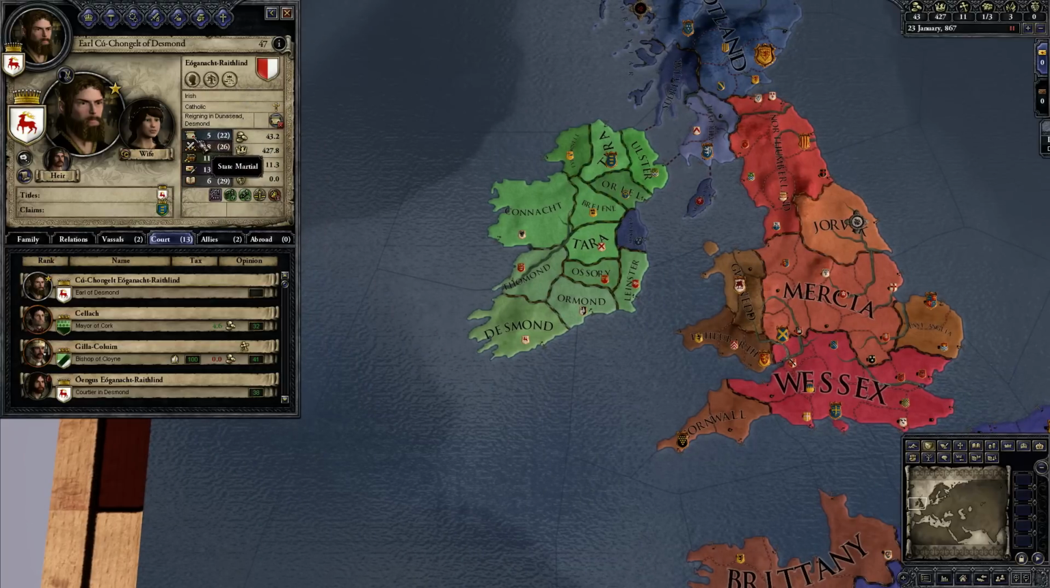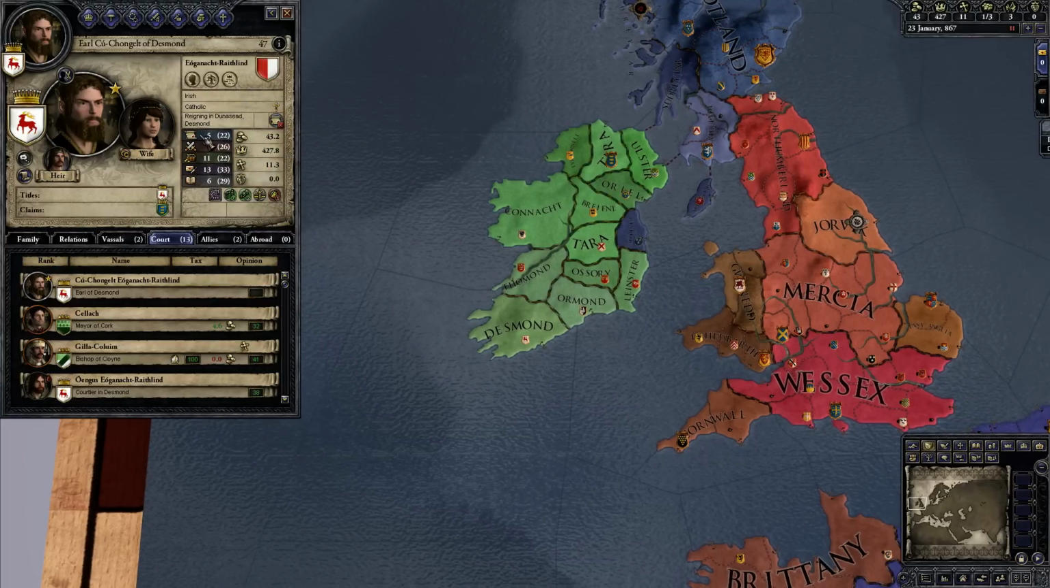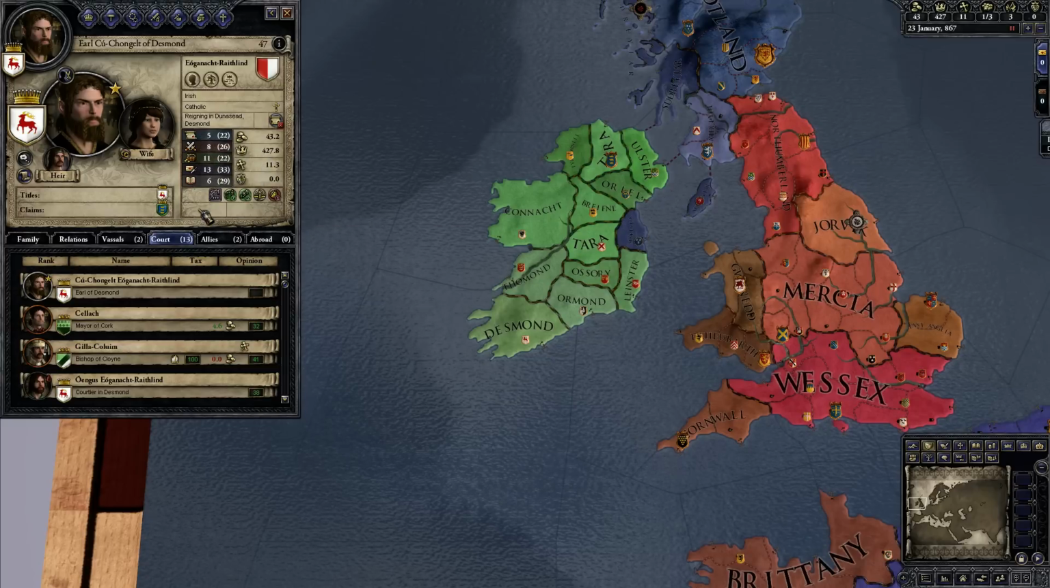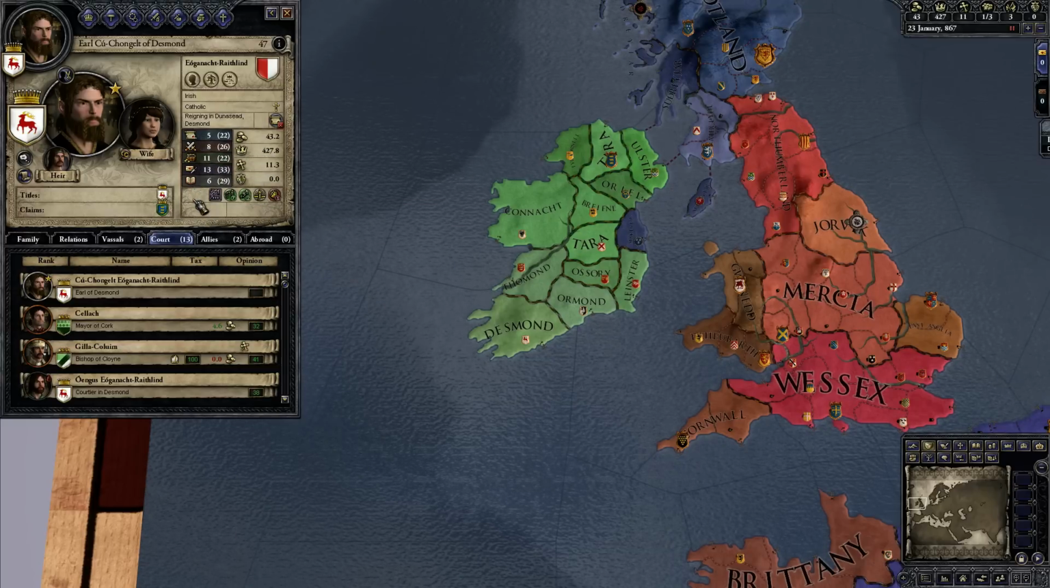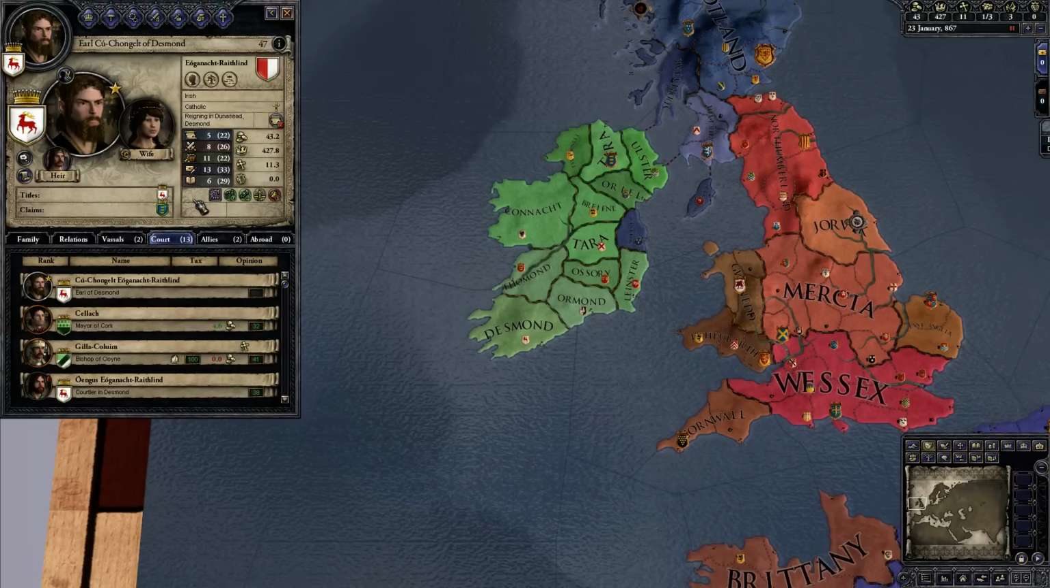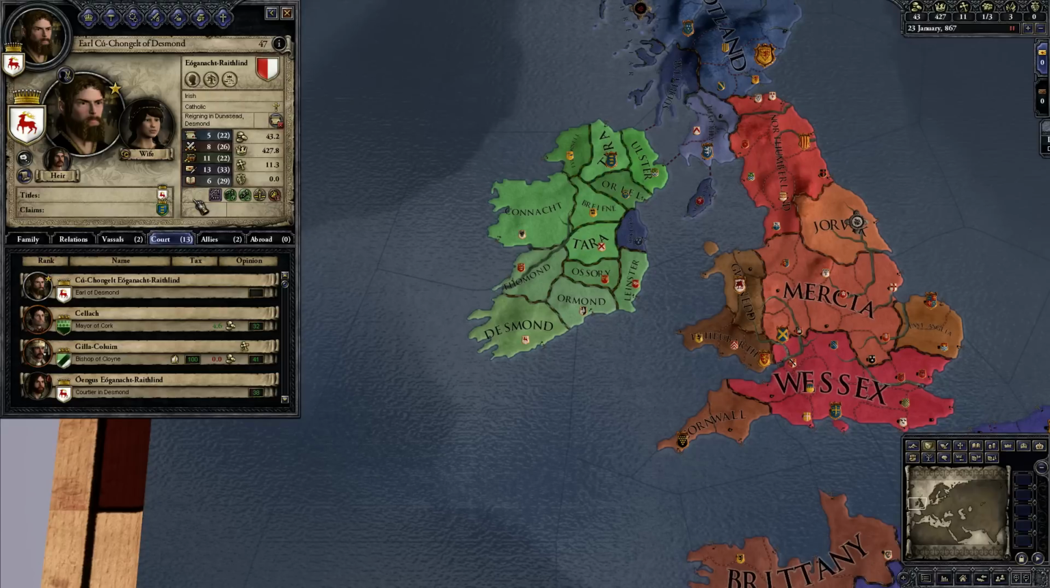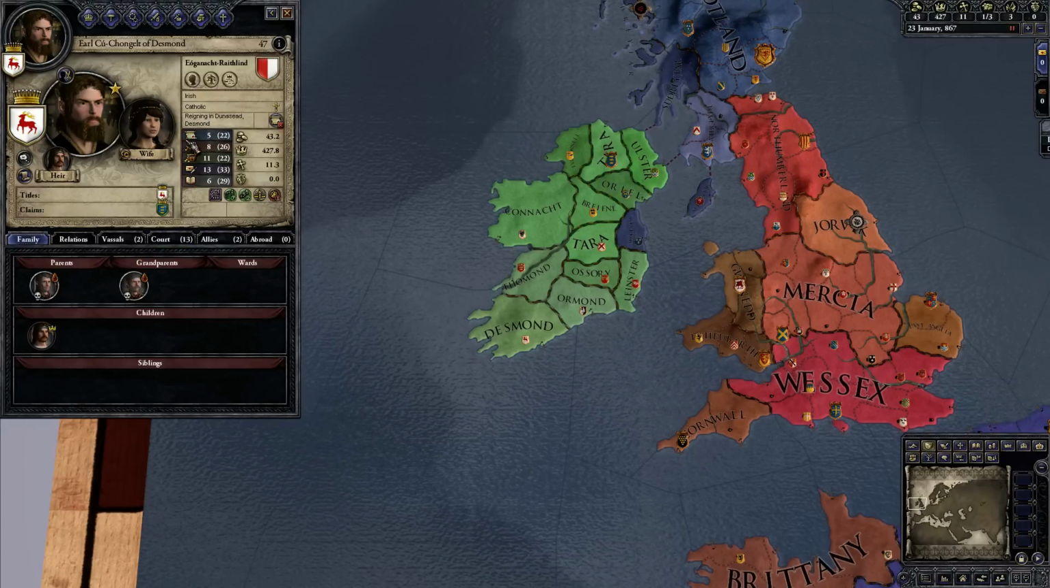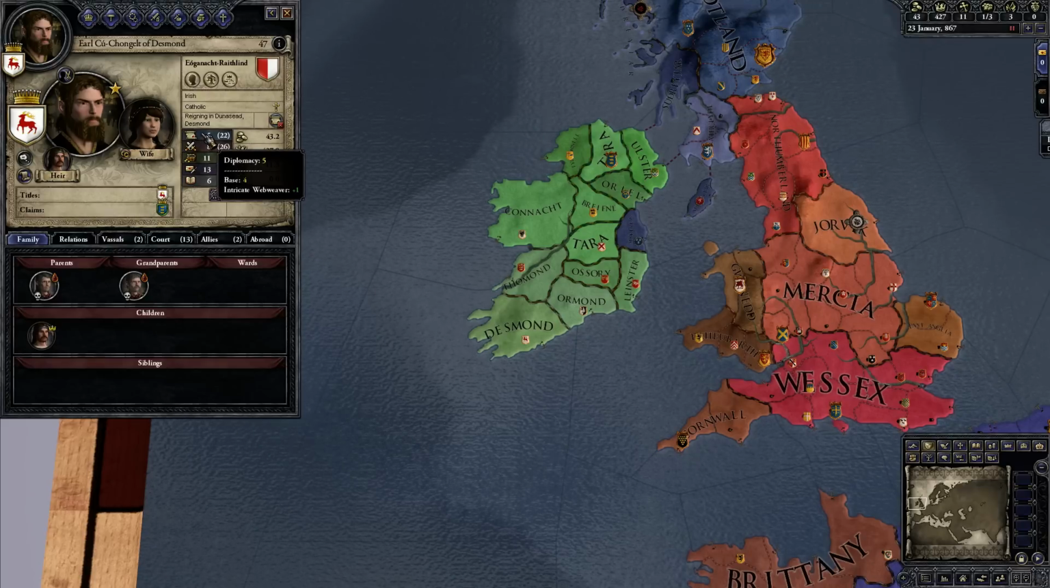Now, the other topic I wanted to cover was what these attributes do individually. Like, what is the effect? Which ones are good? Which ones do what? Well, they're all good, but what is the point? How does it all work? So let's talk about diplomacy first.